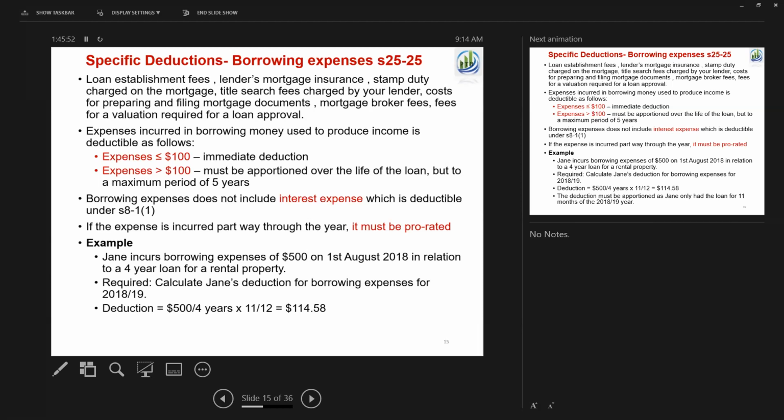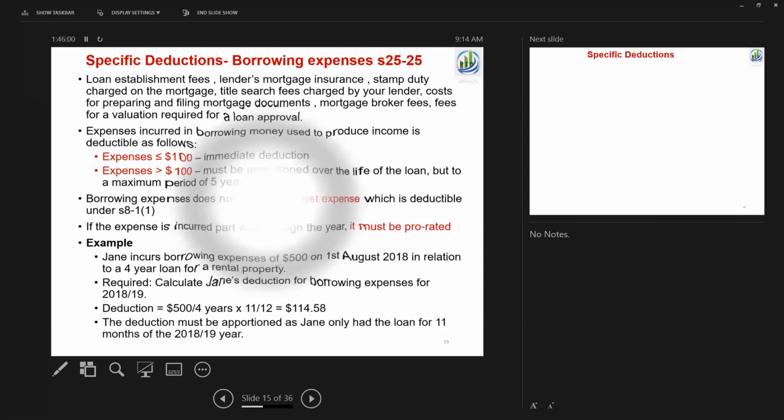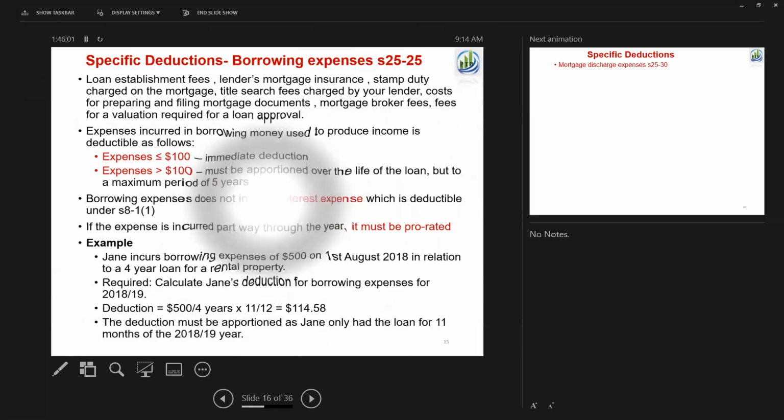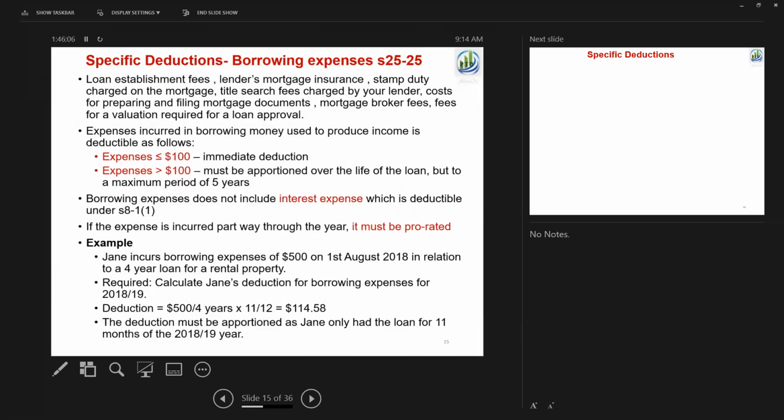So which one? Maximum of 5 years or loan period. Loan period 4 years means you're going to use the 4 years rule and deduct that one. If the loan period is 6 years, you're going to use that 5 years, right? That's the way we're going to do.